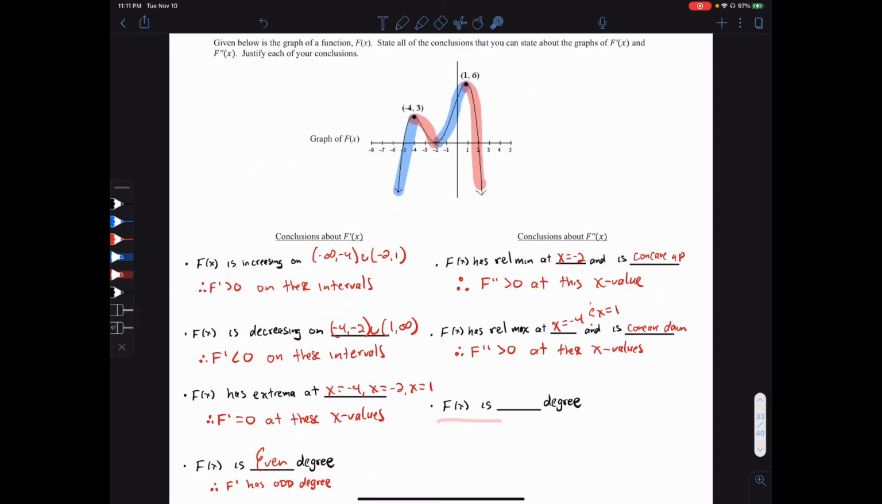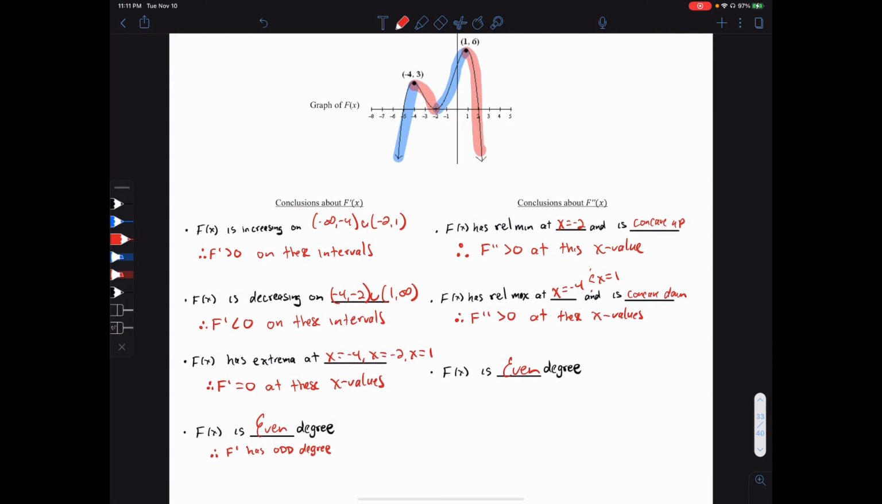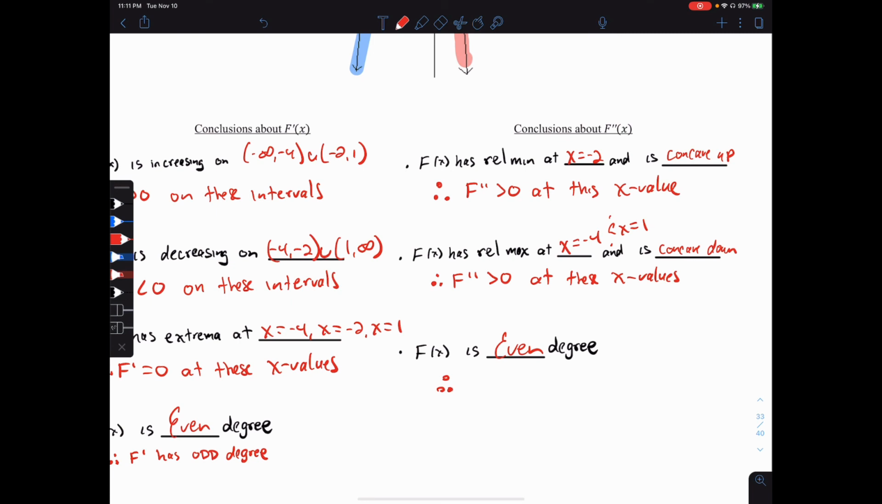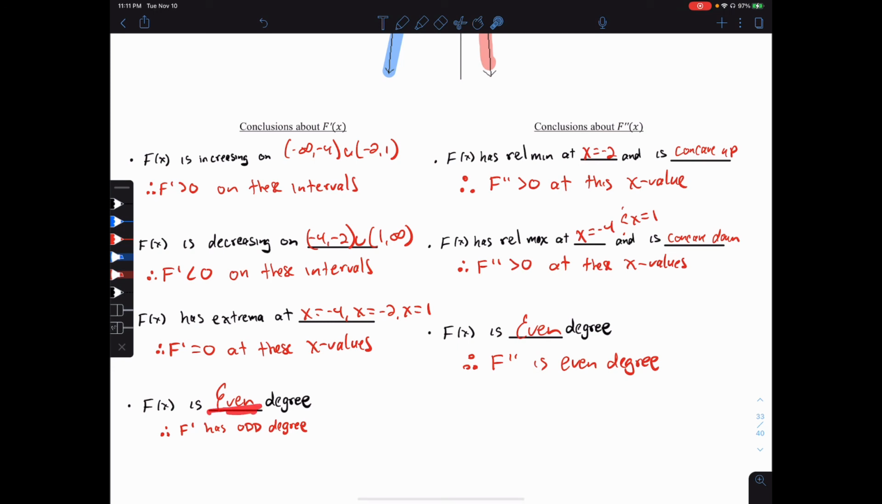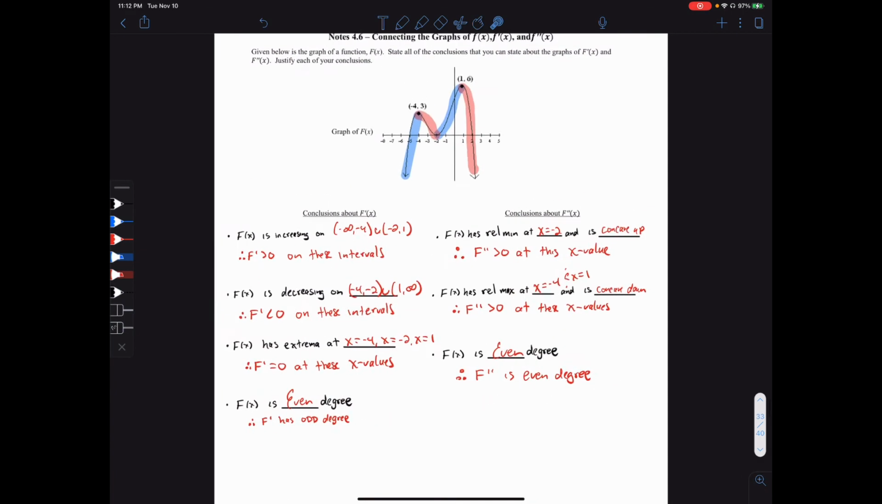f, once again, is an even degree, probably quartic. So f double prime, if you think about it, has to also be an even degree, because the derivative would be odd, and then you subtract 1 from the odd exponent, and it's going to turn back even. So once again, this is even. You subtract 1 to get the derivative, it's going to be odd degree. Subtract 1 again, and then it's going to be even. Subtract 1 again, it's going to be odd degree.